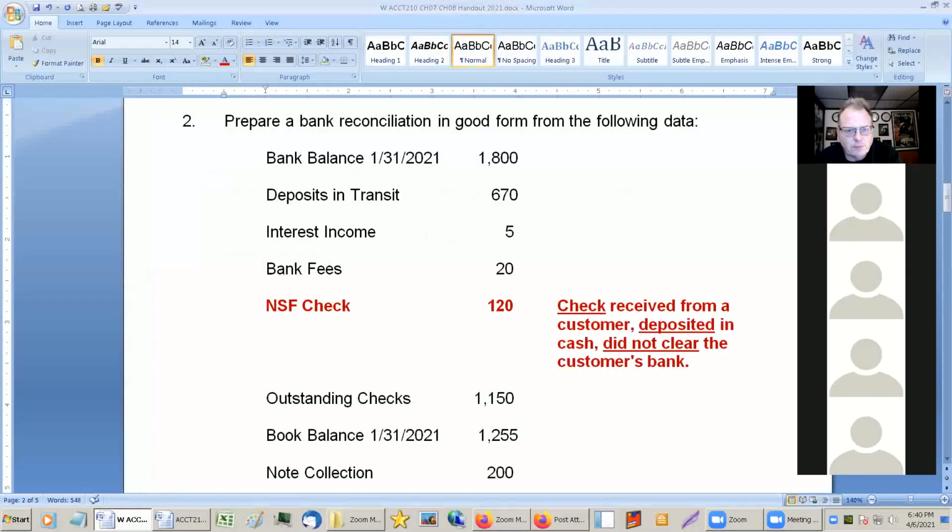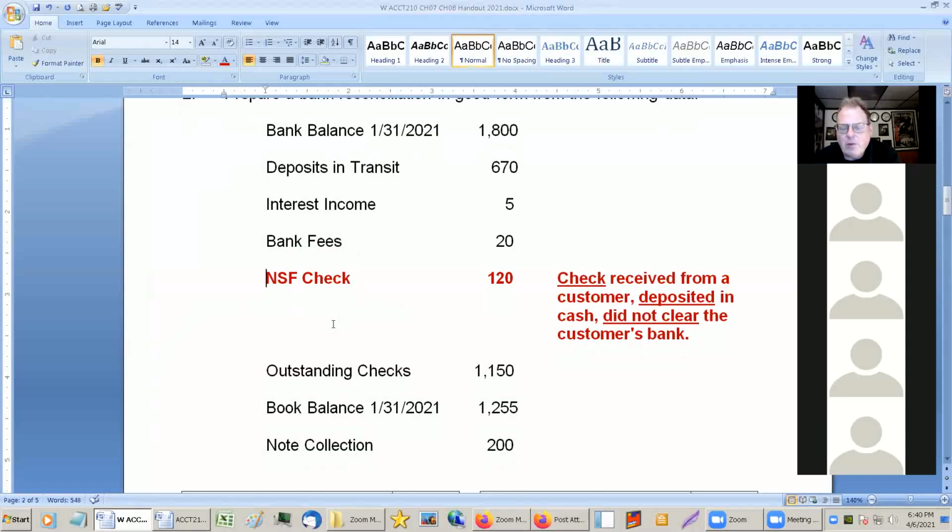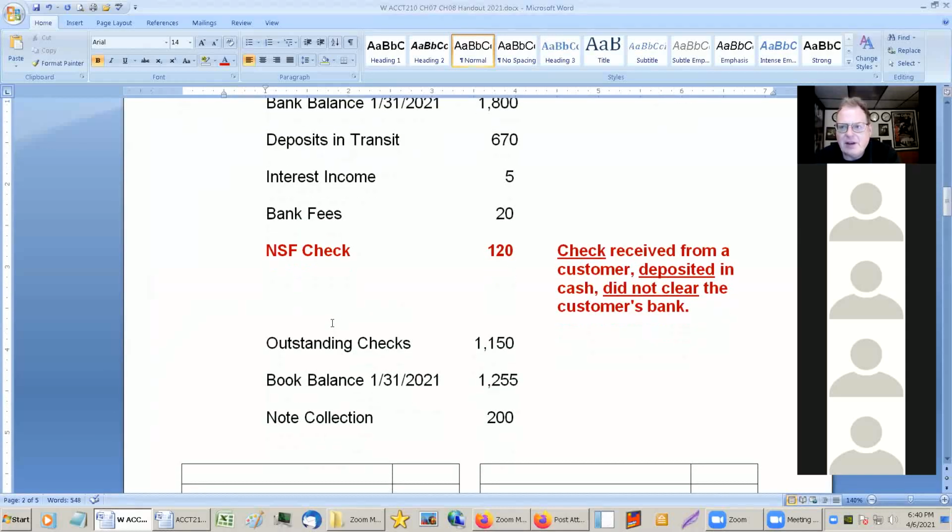Does it get added to the bank balance? Actually, the bank probably never put it in, because they never got the funds for it. So this is a check that is no good, basically. Now we'll probably find out about it when we get our bank statement back. So what are we going to do with that? We already included it in our cash, but it's not there. There is no cash for that one. So what do you think you probably do with this NSF check?